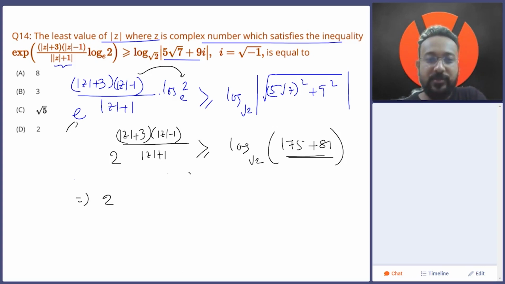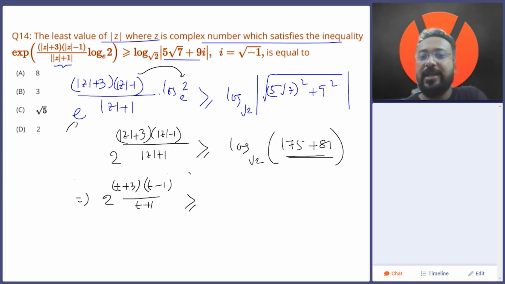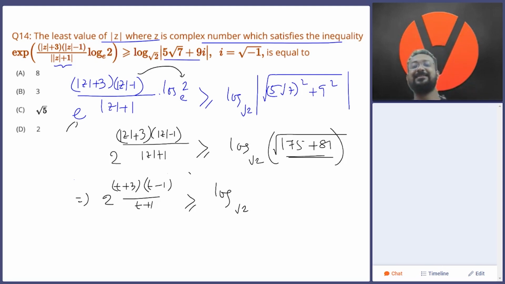So we can write this as 2 to the power t plus 3 whole into t minus 1 divided by t plus 1. Okay, no problem. So this is root, right? Yes, root is there. That's what I was thinking. So log root 2. So this is 256. If I take, I think 16 will come. 16 square is 256. Yes, now it is fine.